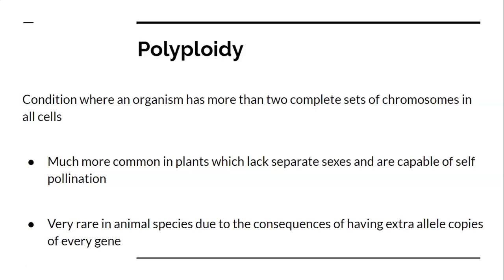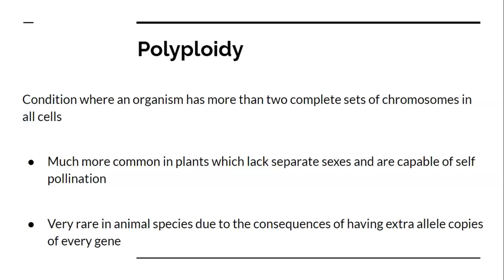And then polyploidy is our last bit that we're going to talk about. We have discussed this a little bit before, but polyploidy is this idea where an organism has more than 2 complete sets of chromosomes in all of their cells. So haploid is 1 set of chromosomes, diploid is 2 sets, polyploidy is more than 2 complete sets.